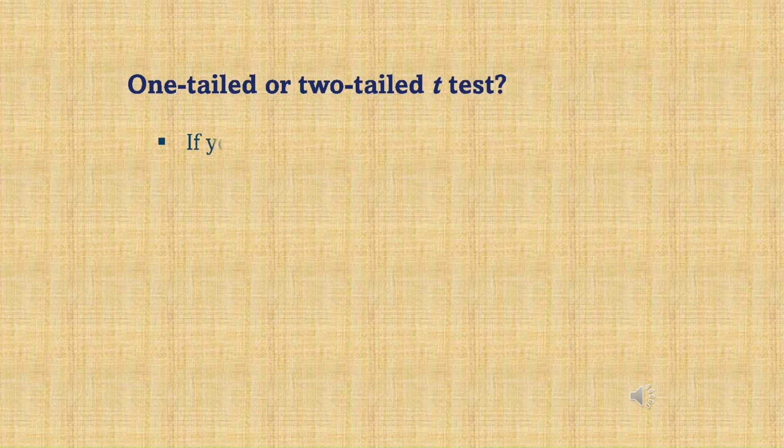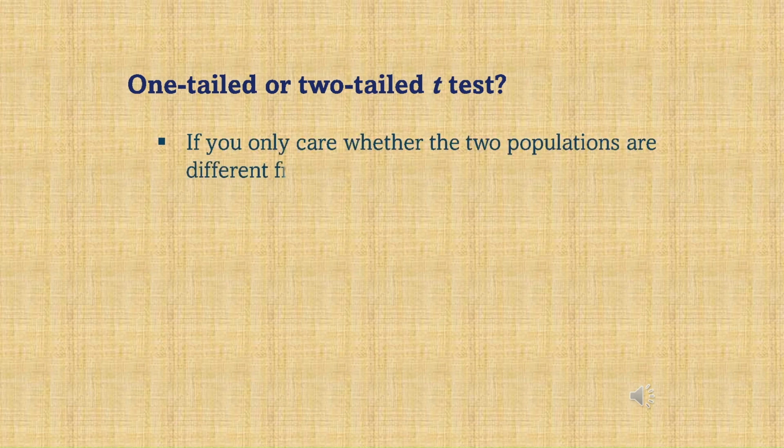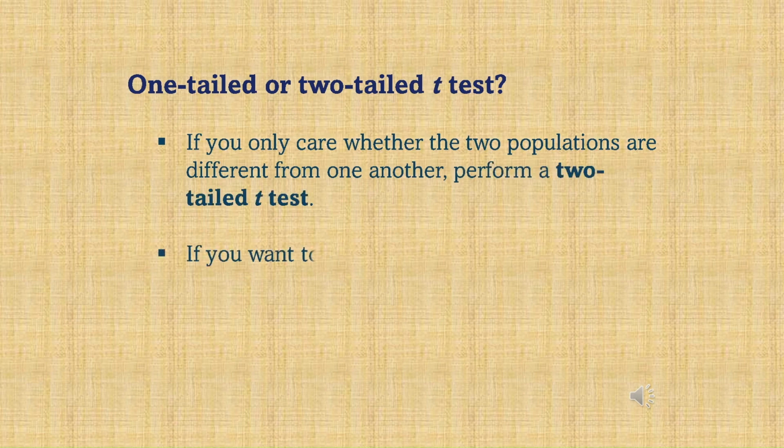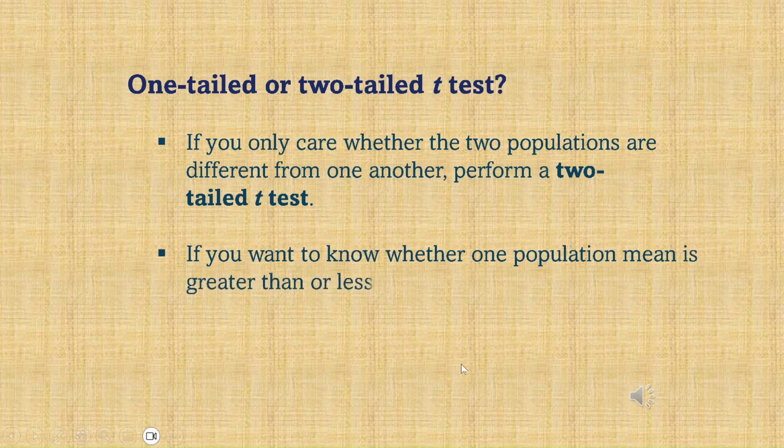One-tailed or two-tailed t-test. If you only care whether the two populations are different from one another, perform a two-tailed t-test. If you want to know whether one population mean is greater than or less than the other, perform a one-tailed t-test.